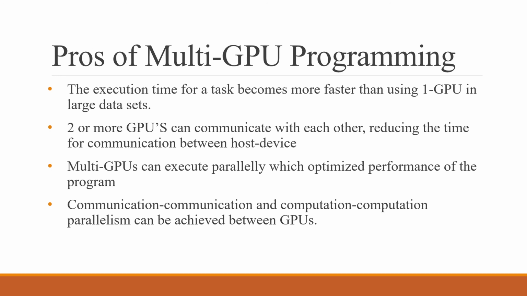Also, using multiple GPUs can execute in parallel, which optimizes the performance of the program. As you see in the visual profiler, you can see the difference between 1 GPU and 2 GPU for large data sets, and how it achieves parallelism. Also, communication-to-communication parallelism and computation-to-computation parallelism can be achieved between GPUs, and that was shown by the visual profiler earlier in the PowerPoint.